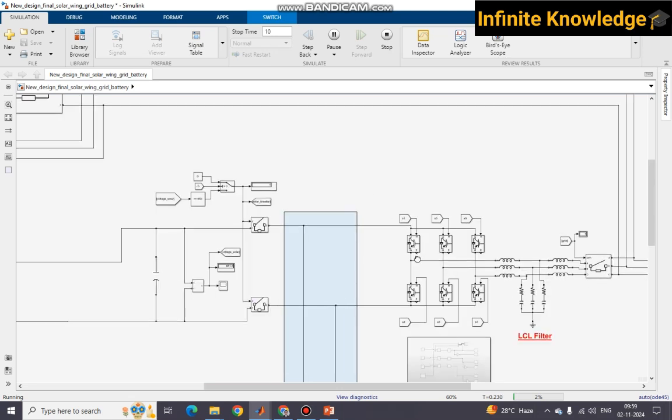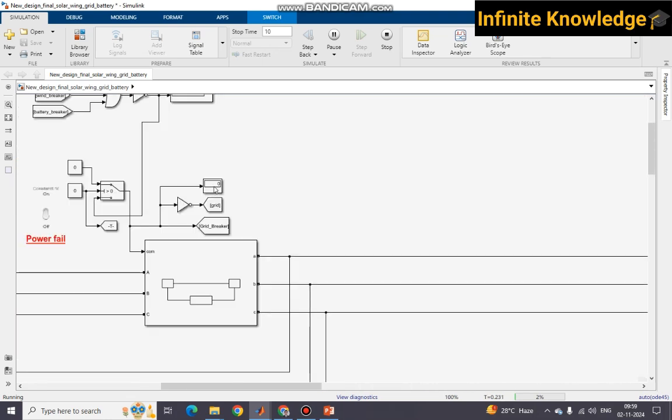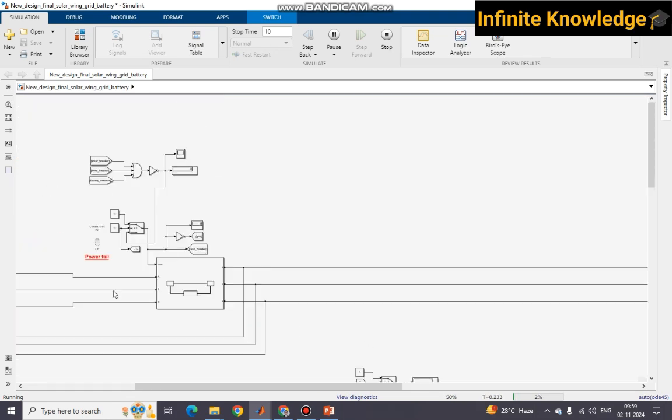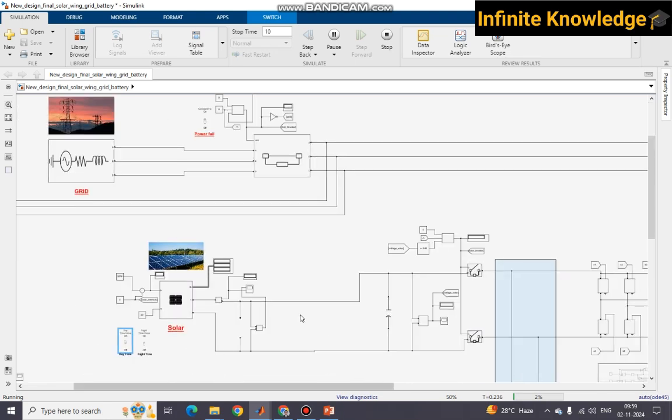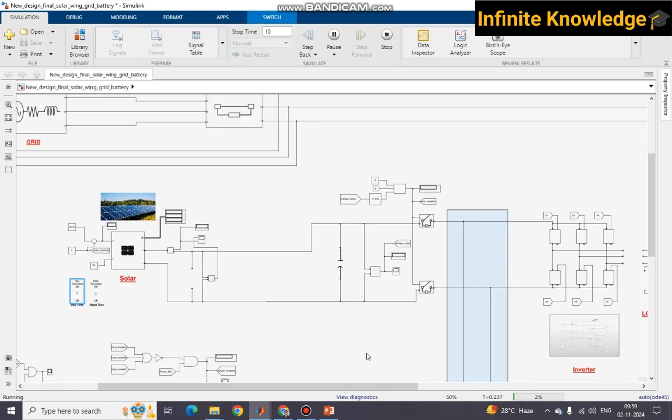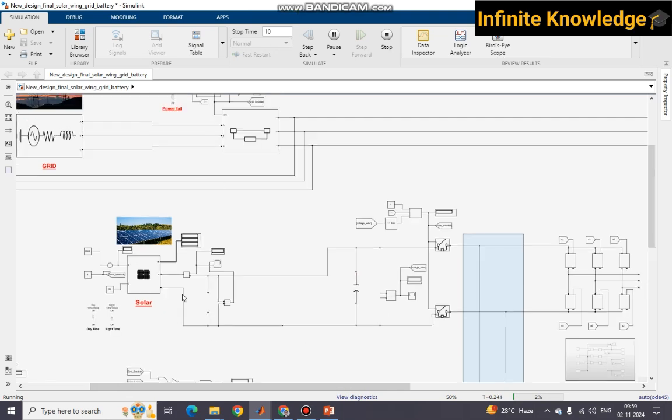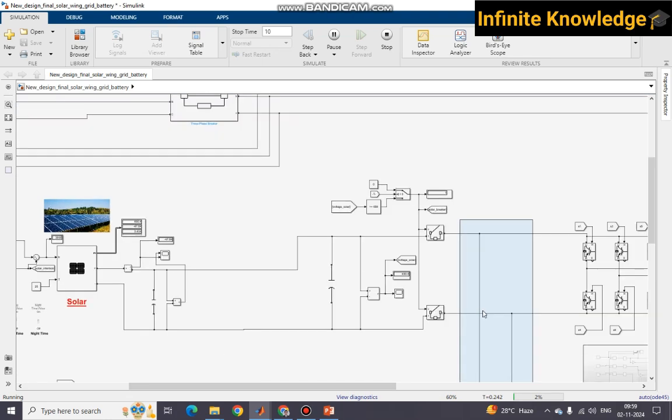And now the grid breaker is closed. Okay, it's a 0. So the grid breaker is closed. So even though the grid is available, it is isolated. Why is it isolated? Because solar and wind are our priority. They are renewable energy sources. Whenever these two sources are available, the grid is automatically isolated and the total load is taken by only solar.